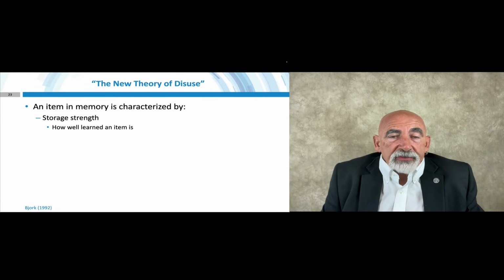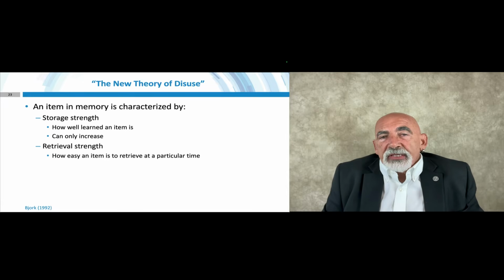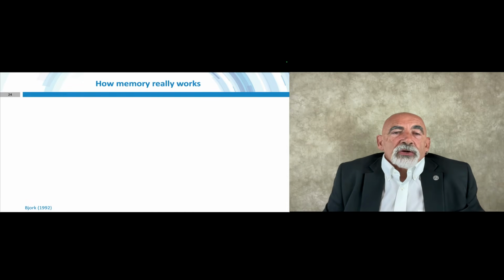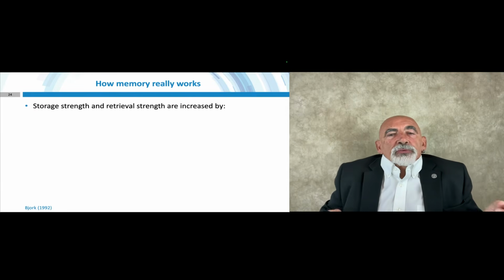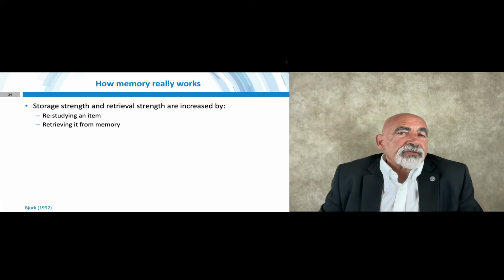That's called storage strength, and that only goes up. Retrieval strength is how easy it is to retrieve at a particular time, and that goes up and down. So storage strength and retrieval strength, how well you've learned it and how easy it is to retrieve, are increased by restudying an item or retrieving it from memory.